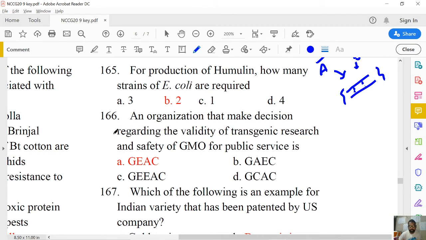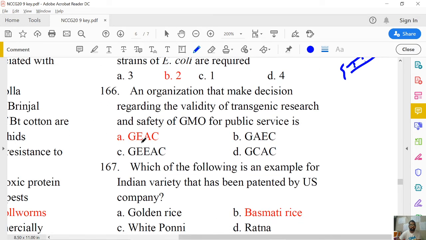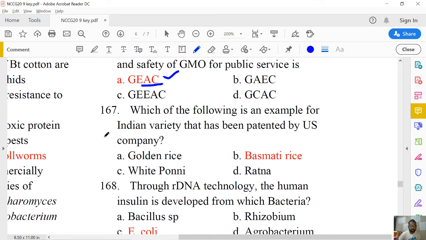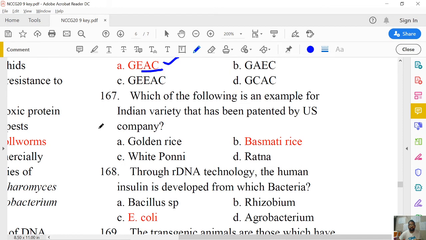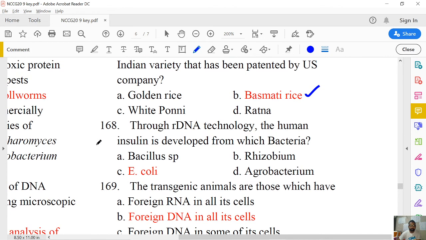An organization that makes decisions regarding genetic engineering experiments is the Genetic Engineering Approval Committee, GEAC. Which of the following is an example of an Indian variety that has been patented in the US by one company? That is Basmati rice. This is what we have seen as an example of biopiracy. Through rDNA technology, human insulin is developed from which bacteria? Human insulin is actually produced from E. coli, as we have seen.